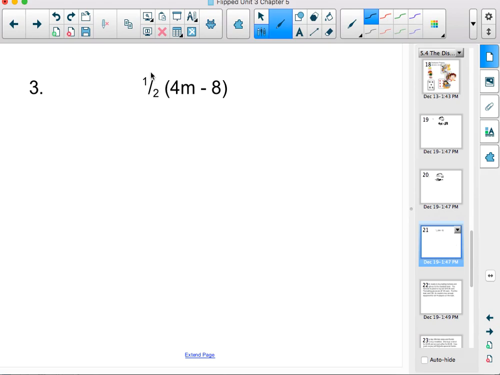Final question of the easy ones is 1/2 times the quantity of 4m minus 8. Half of 4m, well, half of 4 is 2. Don't forget the m. Half of negative 8, well, a positive times a negative gets me a negative. That becomes my minus sign. Half of 8 is 4. So my simplified expression there is 2m minus 4.